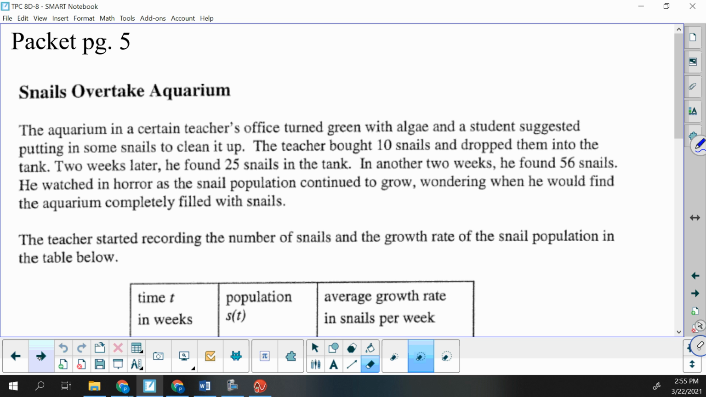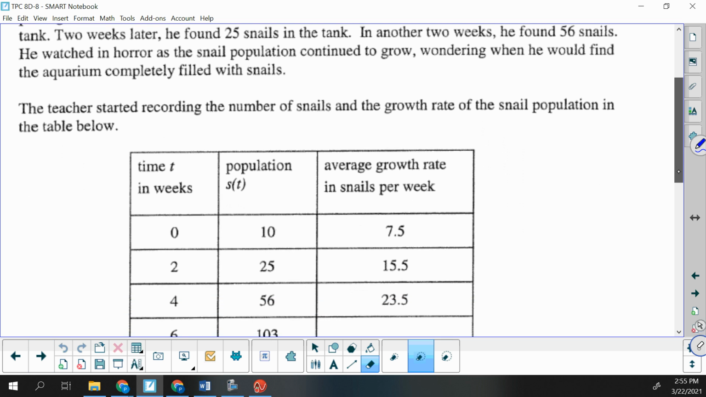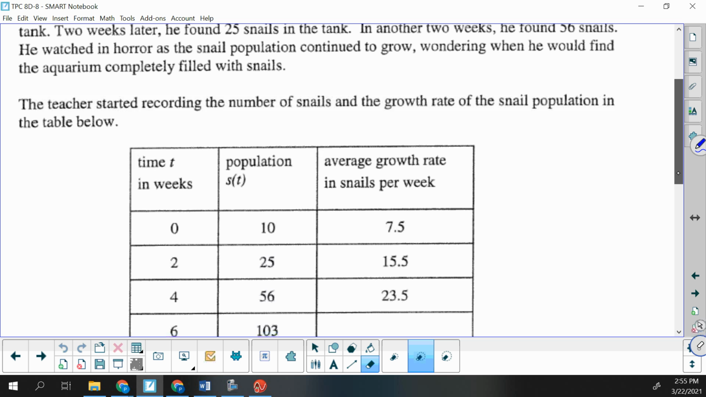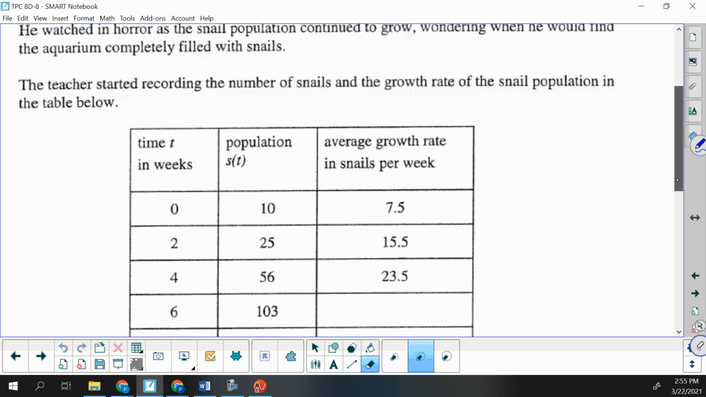So we've got an aquarium in a teacher's office. It's turned green with algae. And a student suggested to put some snails in to clean it up. The teacher started out by putting 10 snails in. 2 weeks later, there's 25 snails. Then 2 weeks later, there's 56 snails, and so on. And you see that start to be represented in the table here. And we want to know when will we be completely filled with snails.